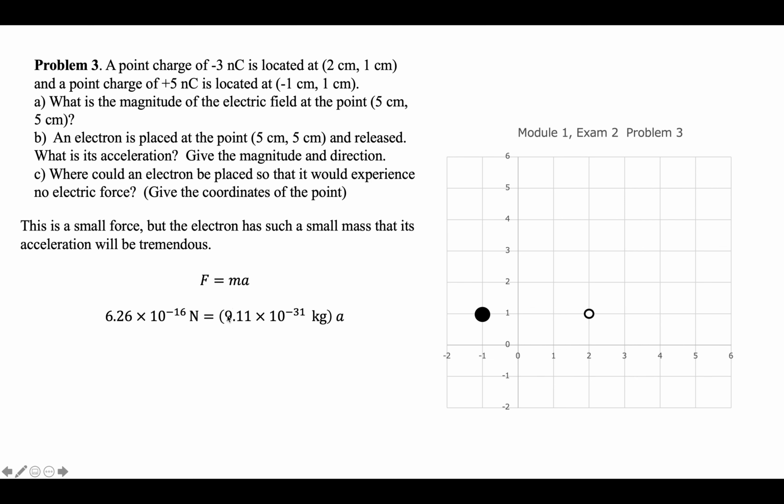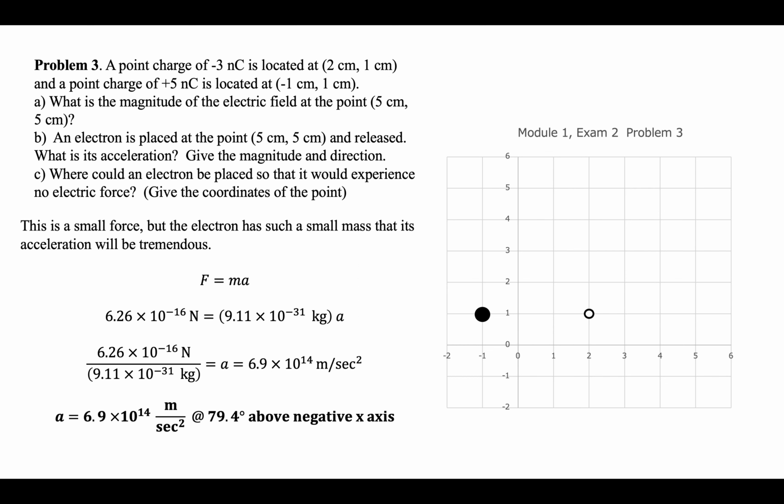The mass of the electron is 9.11 times 10 to the minus 31st kilograms. And there's the force. We can solve for the acceleration. We get 6.9 times 10 to the 14th meters per second squared. That is quick. 6.9 times 10 to the 14th meters per second squared at 79.4 degrees above the negative x-axis.